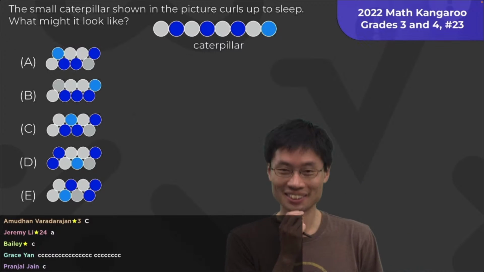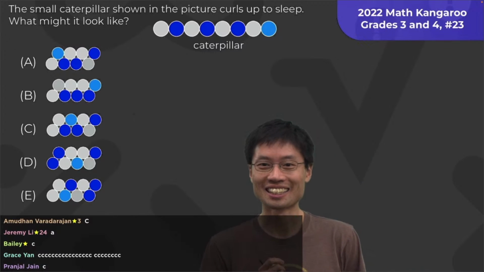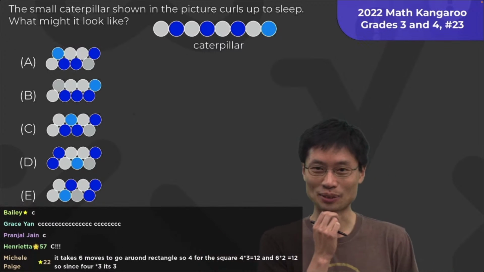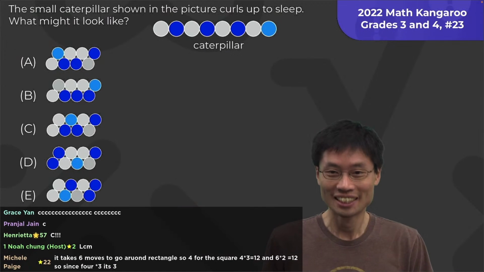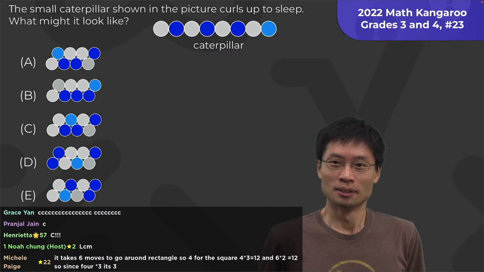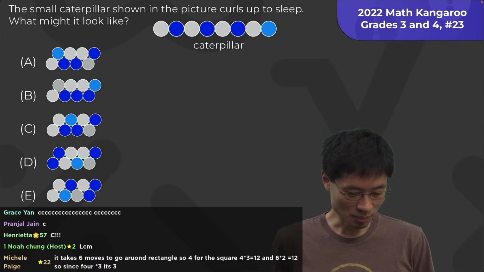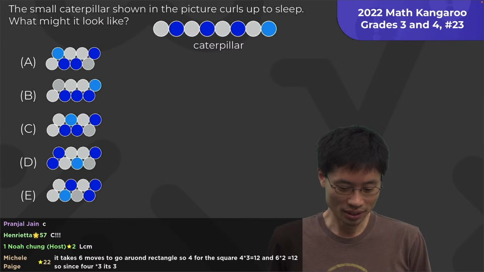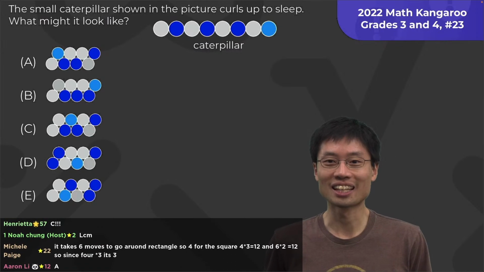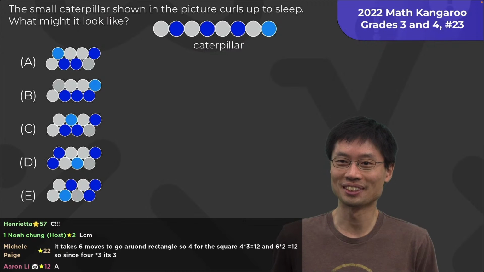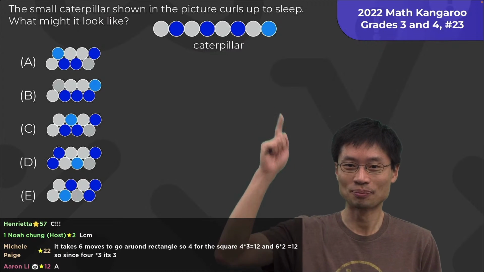Oh, wow. This is colorful. Again, it seems like I keep getting all these colorful questions. And the theme of Math Kangaroo grades 3 and 4 is colors. The small caterpillar shown in the picture curls up to sleep. What might it look like? Oh, wow. And the head is a different shade of blue too. So you got to be very careful as you look.